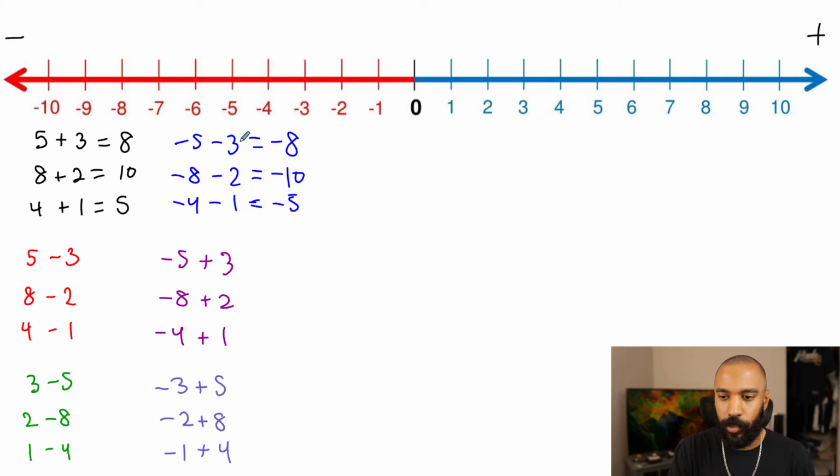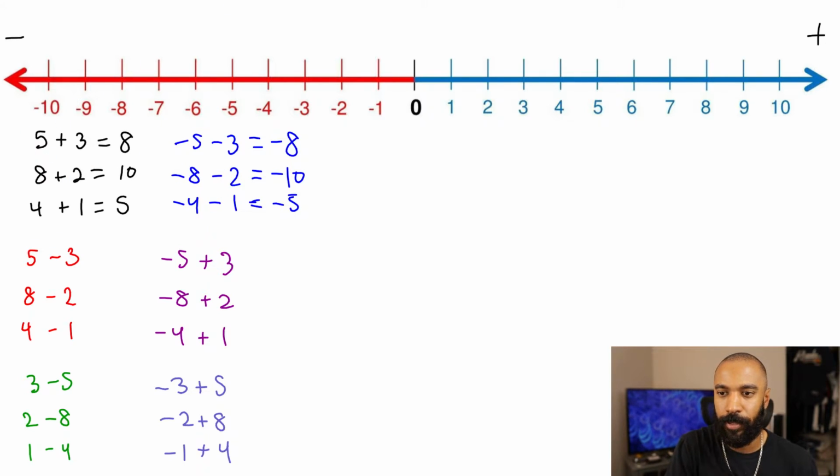So 5 plus 3 and negative 5 minus 3 kind of give you the same result. They both have an 8 in it. 8 plus 2, negative 8 minus 2 both have a 10. And 4 plus 1 and negative 4 minus 1 both have a 5. So there must be kind of a connection between the ones that are being added and are positive and the ones that are being subtracted from negative. And there is. They're both trending away from 0 in their respective direction. And that's kind of what I want to point to.